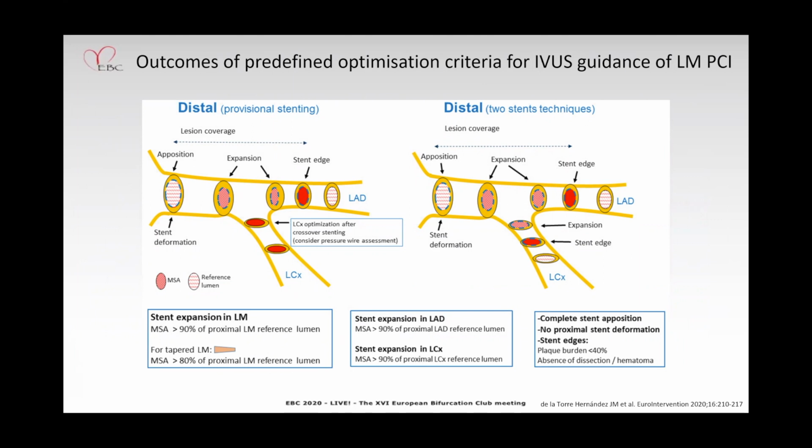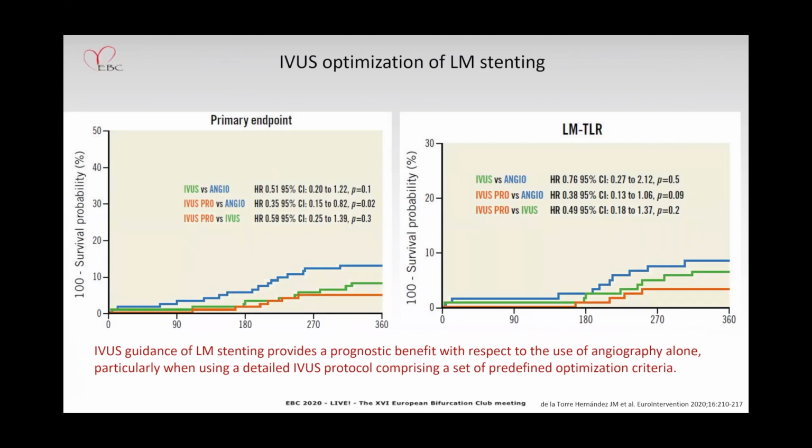And another great study showing that IVUS is important for left main stenting, but this study shows that it is not IVUS as such, but when you use IVUS, you should know what you're looking for and what kind of criteria you should meet with this technique. So the authors first developed these optimization criteria, and then they tried to follow them. And what they found was that not just the pure use of IVUS, but the meeting of those criteria, they call it the IVUS Pro group, was the prerequisite of obtaining better results for mortality and for left main target lesion revascularization.